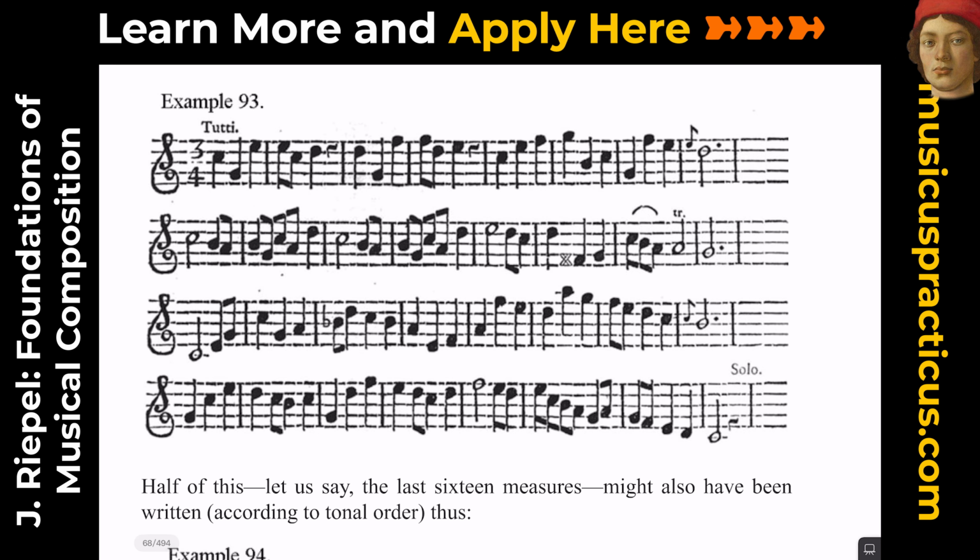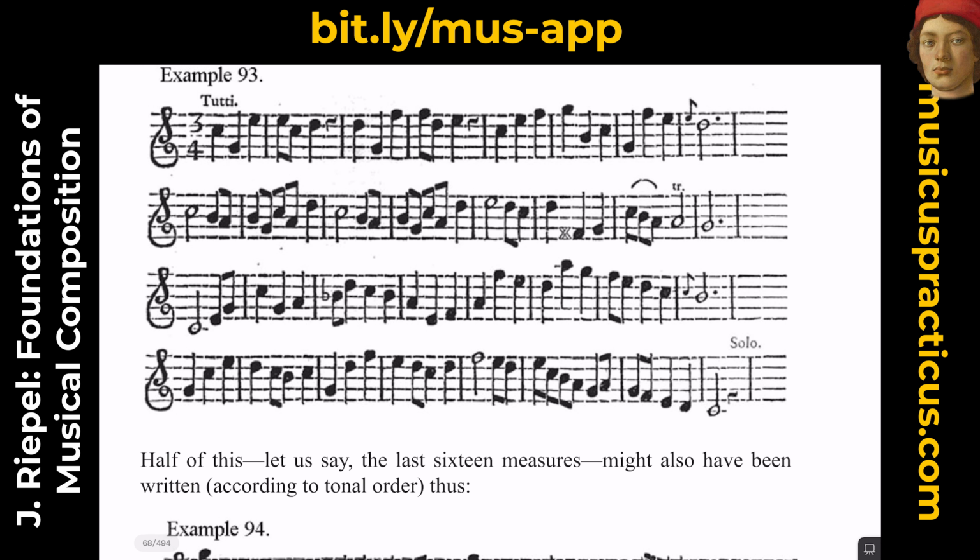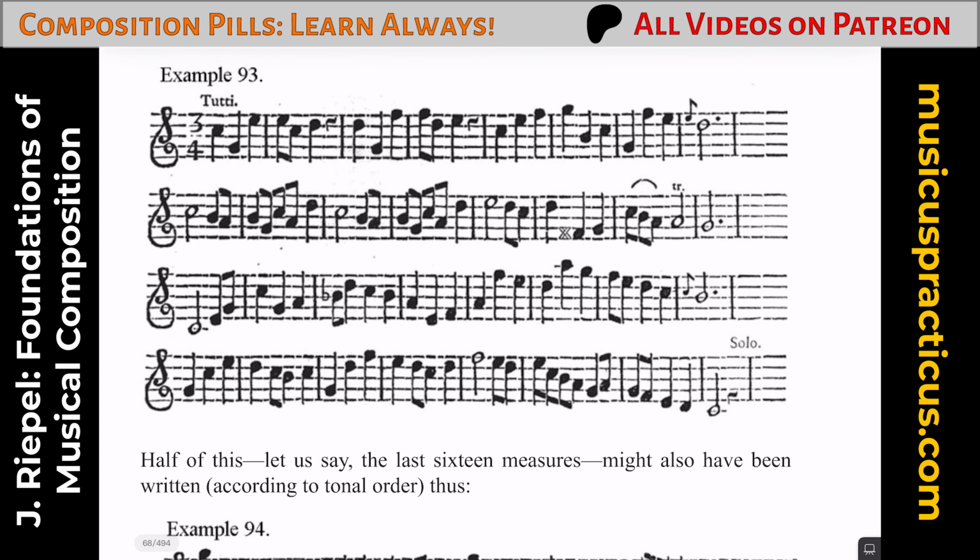Let's play the concerto now. This is the tutti. And then after this, a solo will start.